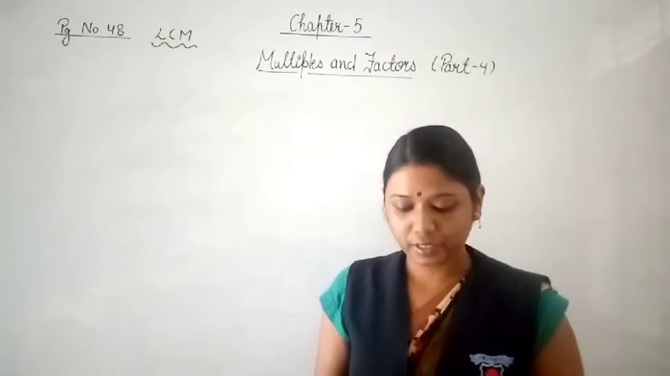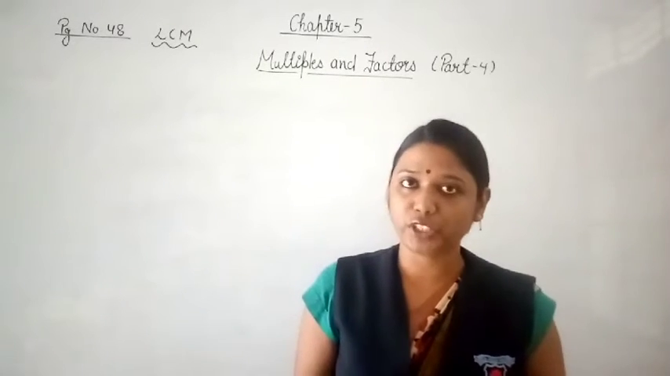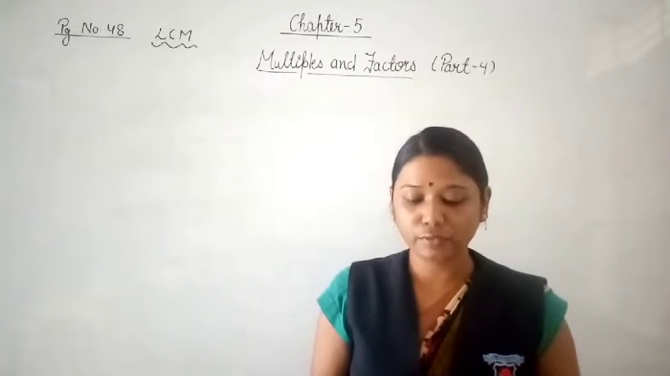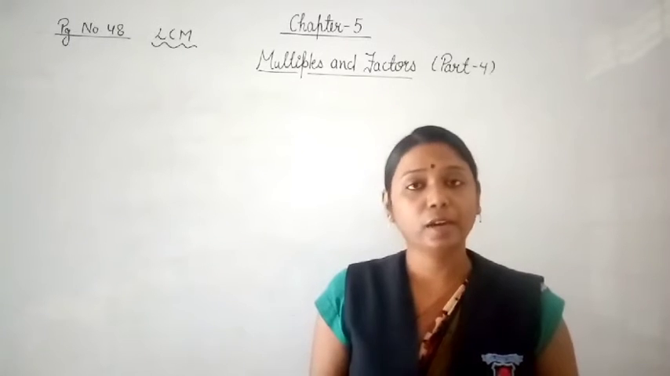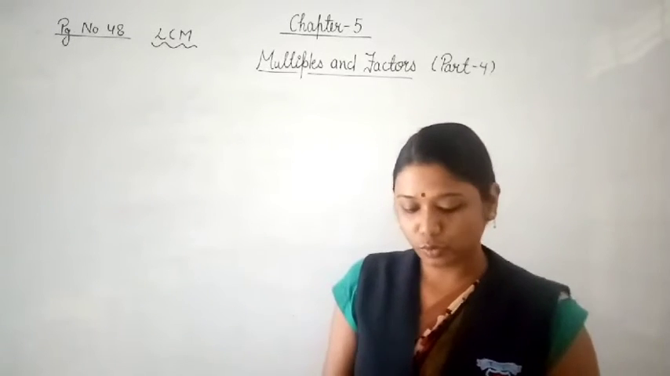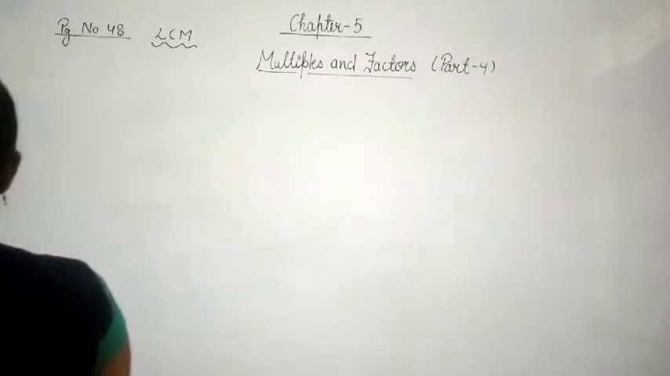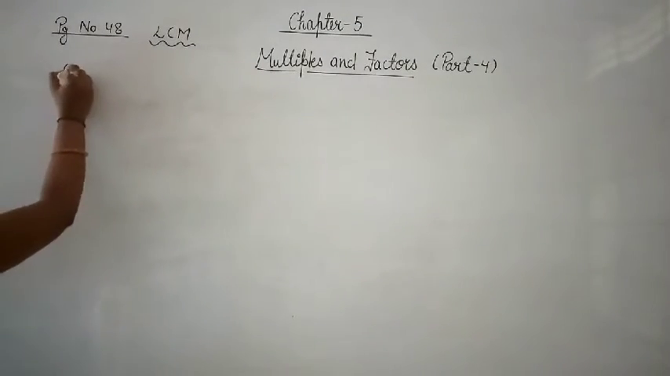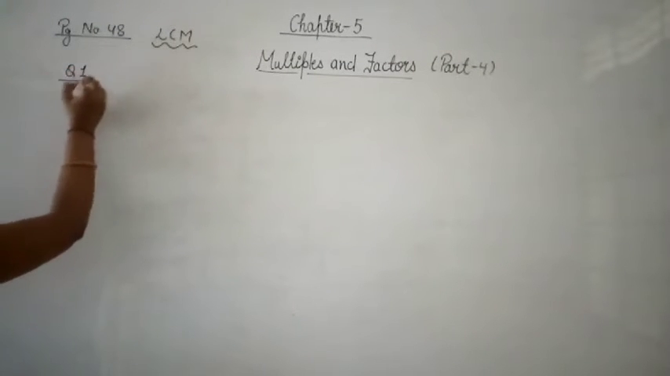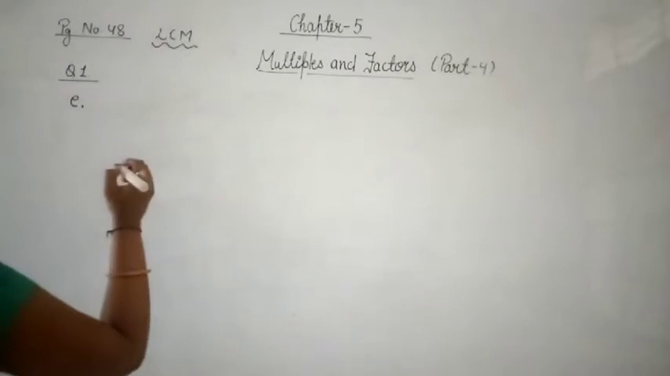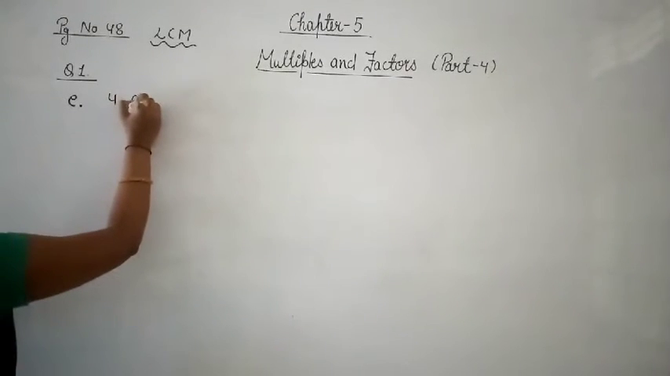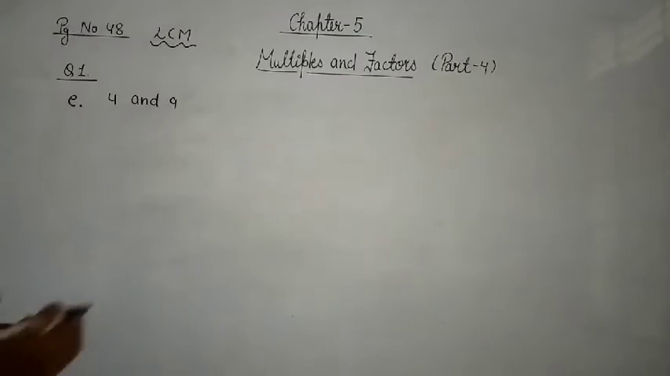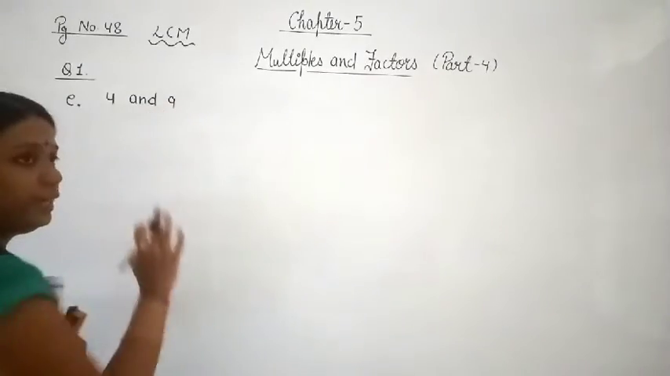For example, here I am taking E part of question number 1, and the question is: find the LCM of the following numbers by common multiples. E part is 4 and 9. So I have to calculate the LCM of 4 and 9.